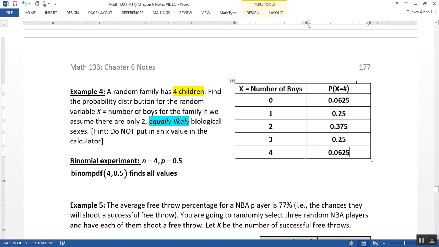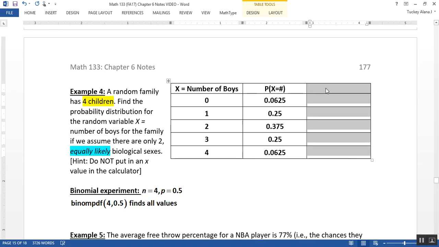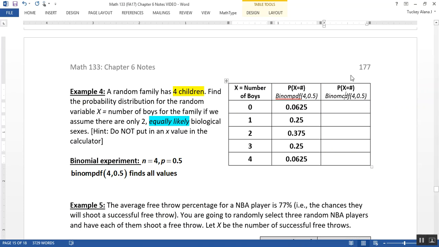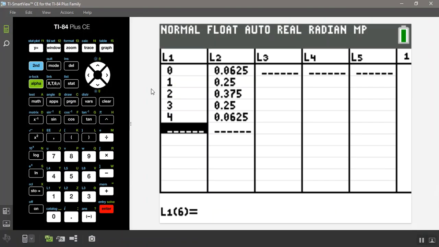And just for fun, let me also show you one more thing. Oops, let me fix that pagination one second. There, I'm going to add another little column over here just so you can see something real quick. What would it be like if I used CDF instead of PDF? So let me show you with the calculator.